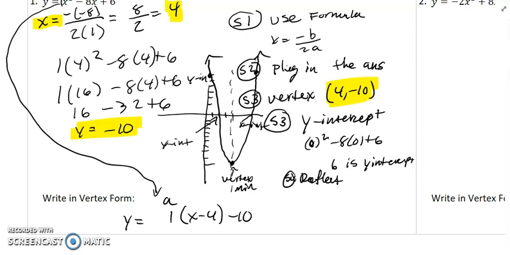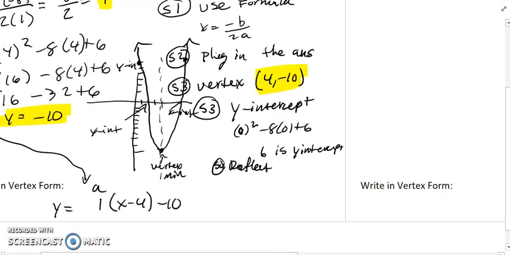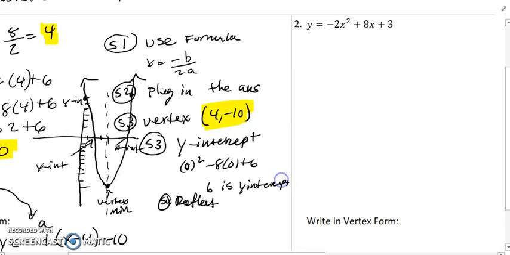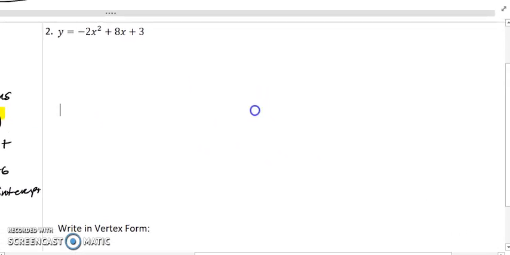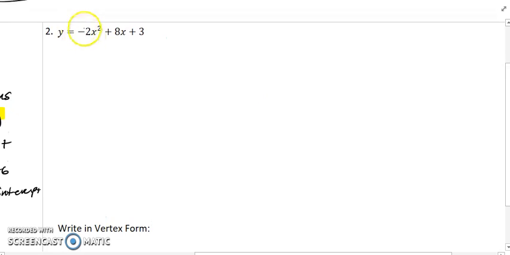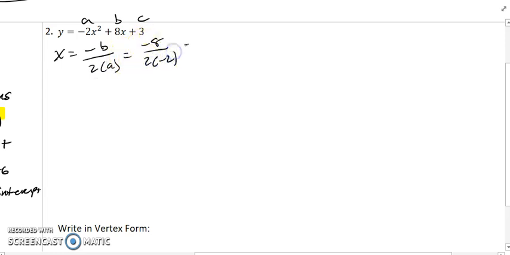Any questions? Probably not, because you can't say anything. But if you do, let me know. We're going to do another one. Okay? This time I'm not going to write out the steps. I'll have more room. So we have an a, a b, and a c. And we use our formula, the opposite of b over 2 times a. So we have negative 8 over 2 times negative 2, which is negative 8 over negative 4, which is 2.